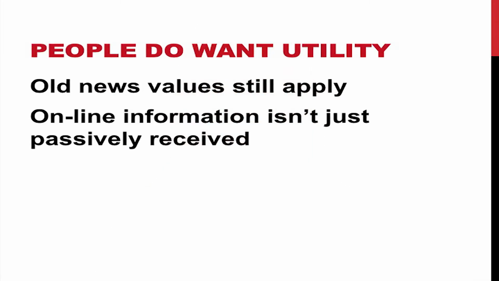Now, the first thing you want to keep in mind is that people have instrumental needs for their media use. This makes sense if you think about it. They have a reason for making the effort to use the media. You may remember learning about news values when you were here. Things like timeliness and proximity. These are a part of the instrumental need for information.